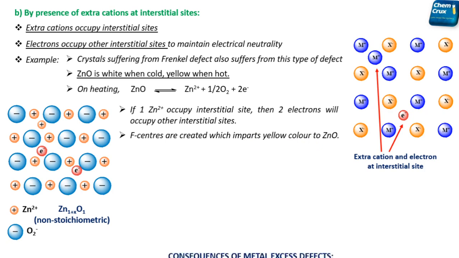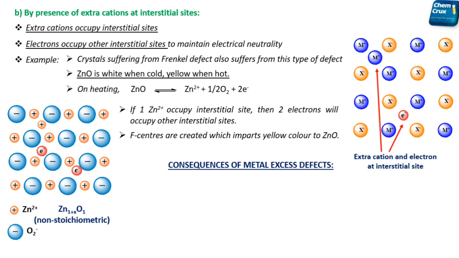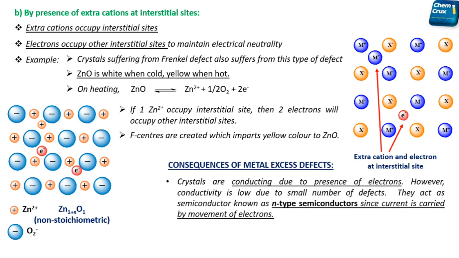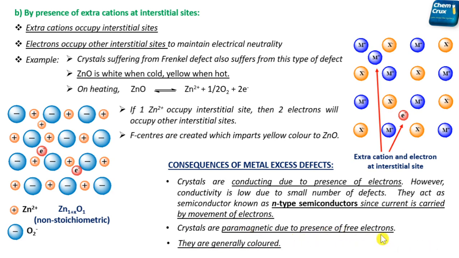Next are the consequences of metal excess defects. Crystals suffering from metal excess defects are conducting in nature due to presence of electrons. However, conductivity will be low because the number of defects is small. They act as semiconductors known as n-type semiconductors because here the current is carried by movement of electrons. Also, the crystals will be paramagnetic because of presence of free electrons. These crystals are generally colored because of the presence of F centers, right?